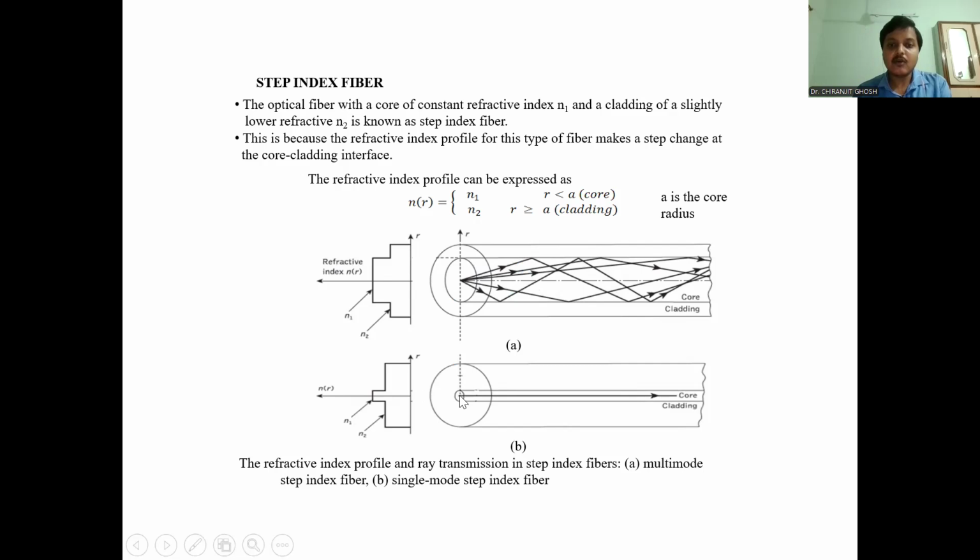Here, only one ray is propagating. That is the axial ray. So it is called a single mode fiber. Mainly the difference between single mode and multi-mode is that only one mode will propagate in a single mode fiber, and in multi-mode, many modes or multiple rays can propagate. That depends on the fiber diameter. But these two fall under the step index fiber.